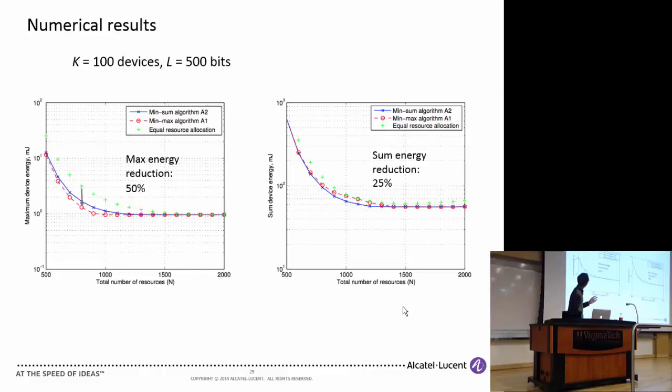So that's the green curve here. And then with the min-sum algorithm, which we talked about, that's the blue curve. We can reduce this. This is the maximum device energy. So this axis is actually for the second metric of the maximum device energy. This figure over here is for the sum device energy. And so we basically get an improvement of about 25% using this simple greedy algorithm for allocating the resources to the devices.